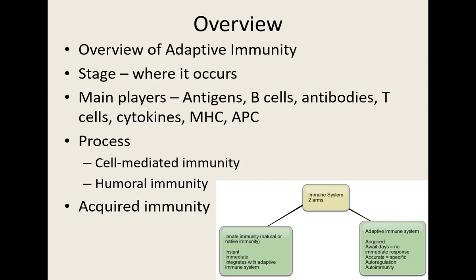So the PowerPoint is going to go over just, what is adaptive immunity? What are some terms when we talk about adaptive immunity? Where does adaptive immunity happen? What are the main players? What are antigens? What are B cells? What are antibodies? What are T cells? What are cytokines? Some abbreviations. And then what's all happening in the cell-mediated immunity? What's all happening in the humoral immunity? How can they interact with each other? And then how do we acquire immunity? Like, how do we become immune to different things?